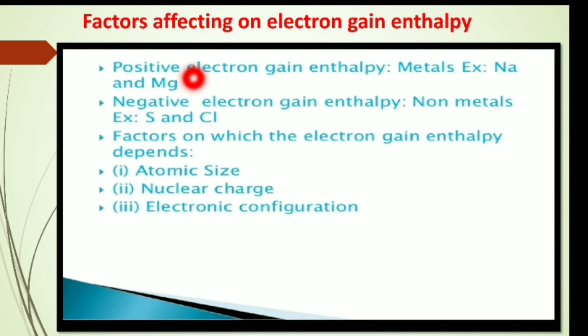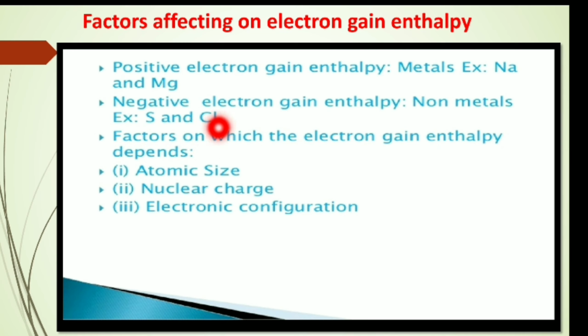Some factors affect the electron gain enthalpies. Then, the variation of electron gain enthalpy in the periodic table, and some exceptions related to the electron gain enthalpy. See, the positive electron gain enthalpy of metals, for example sodium and magnesium. The negative electron gain enthalpy of non-metals, sulfur and chlorine.